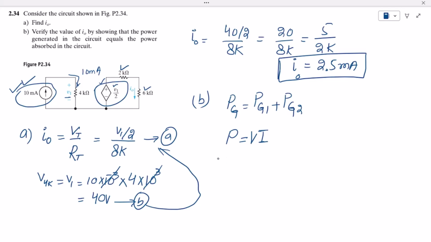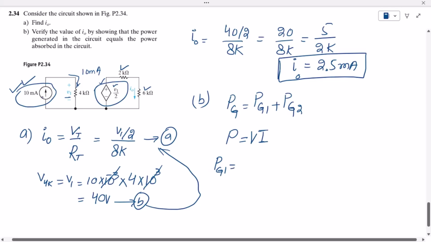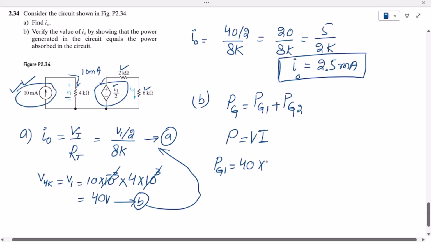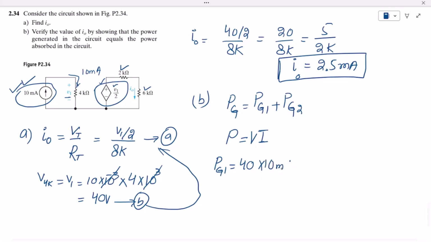For this PG1 we have a current of 10 milliamps, and the voltage is V1 because these two are in parallel. So that is 40 multiplied by 10 milli, or 10 into 10 to the power minus 3. So it will be 400 into 10 to the power minus 3.